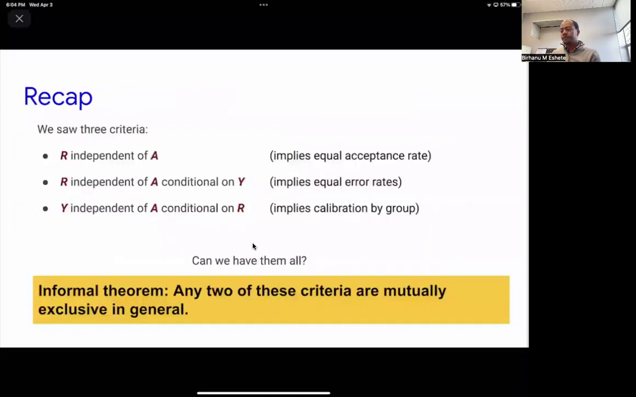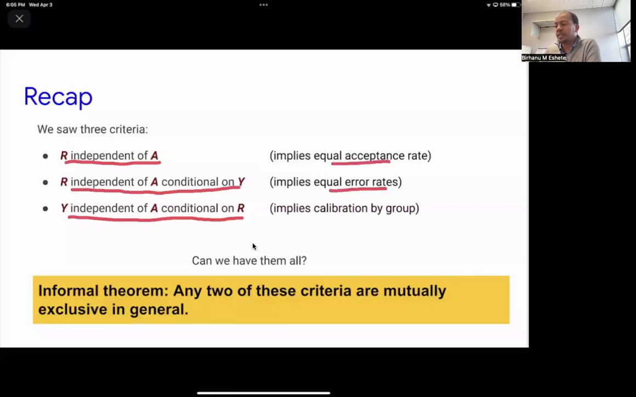Okay. So if we have to recap and summarize what we have discussed so far as statistical fairness criteria go, we looked at fairness as equality of positive outcomes, which is R independent of A, so the score independent of a sensitive attribute or a protected class; R independent of A conditioned on Y; or Y independent of A conditional on R. So equal acceptance rate for the first, equal error rate or error rate parity for the second, and the third one is calibration by group.